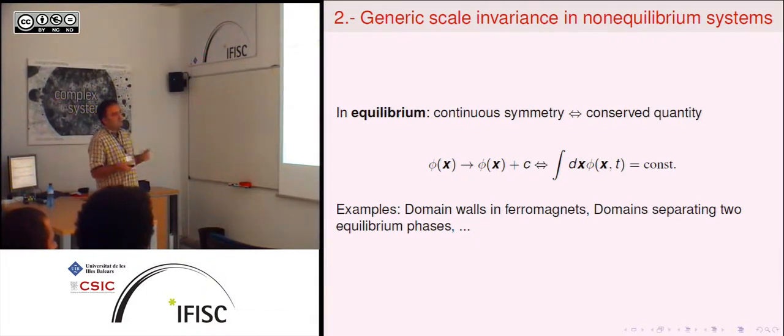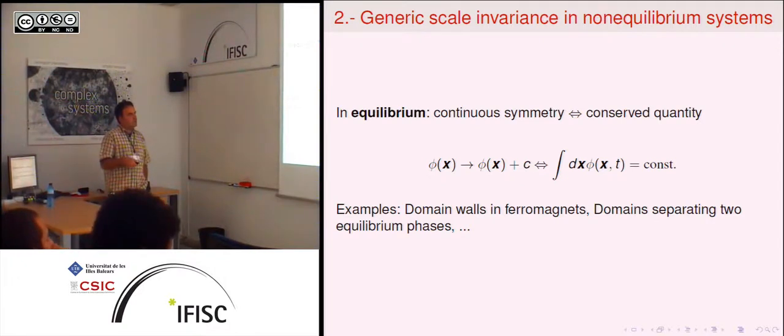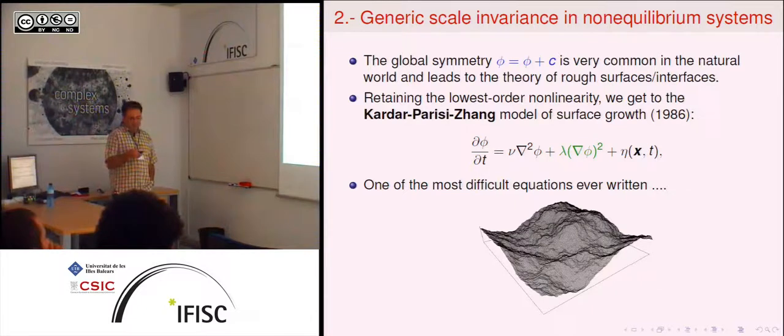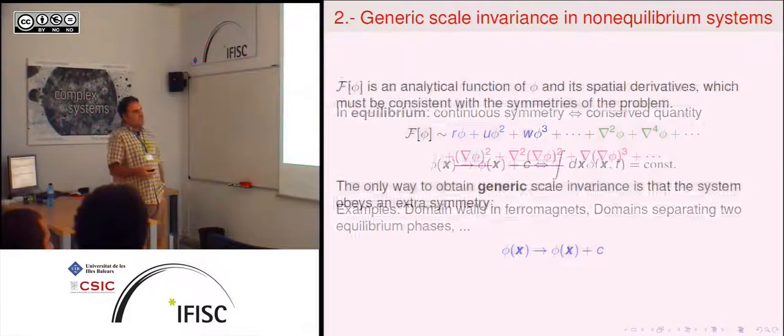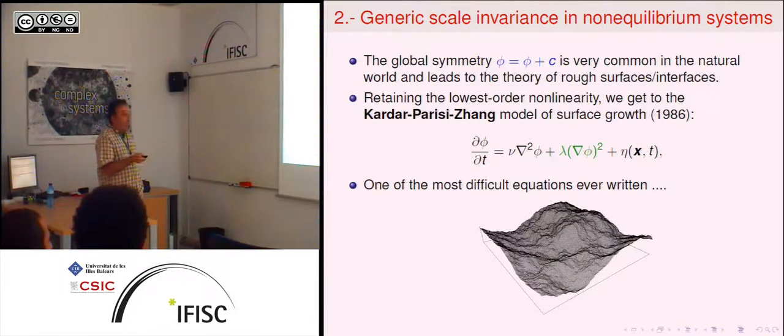Examples are domain walls in ferromagnets, as one of the examples I showed at the beginning, or the typical problem of the two phases in equilibrium. But there are very few systems because this is a very strong requirement and implies very particular dynamics on the system. The difference in non-equilibrium is that we can have this symmetry fulfilled, and we don't have any extra conservation law in the system, and the system is free to have many of these terms, and all the gradient terms actually, and then the richness of the physics is much wider.